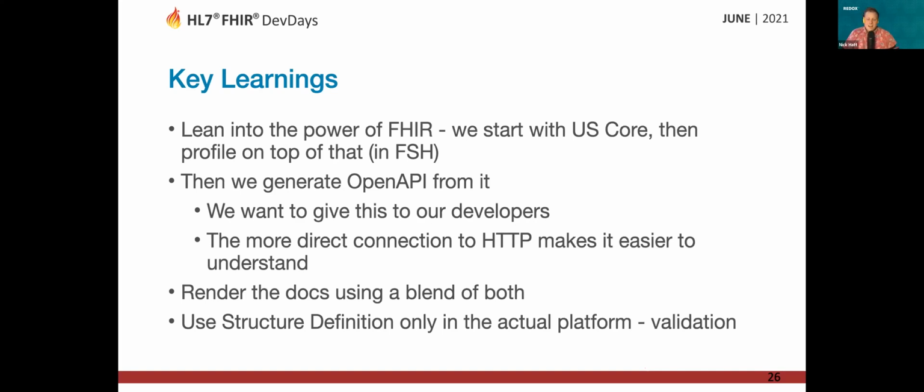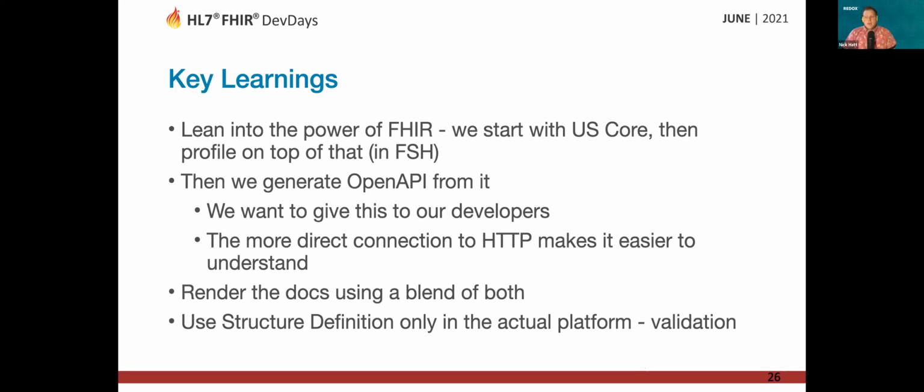And OpenAPI does sort of invert the structure of a lot of FHIR stuff. So you're starting with the URLs, and then you're going into the responses and the body. That's in some ways a much more natural way to think about an API, and so we appreciate that about OpenAPI. We render the docs using a blend of both. We use a tool called Gatsby on the front end that lets us stick all that data in one place and mix and match.